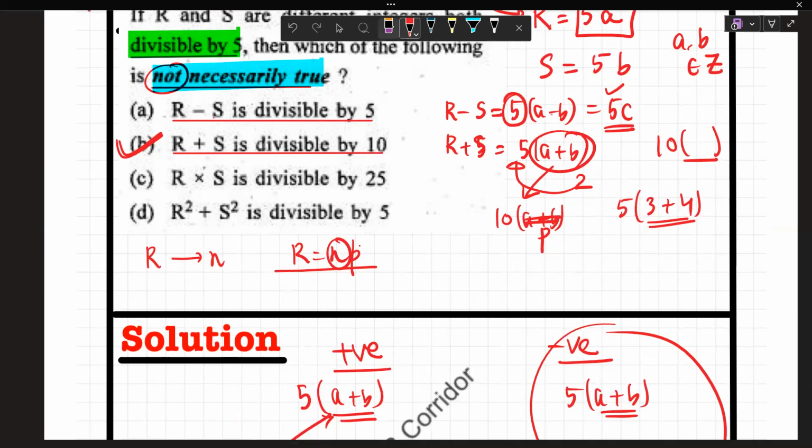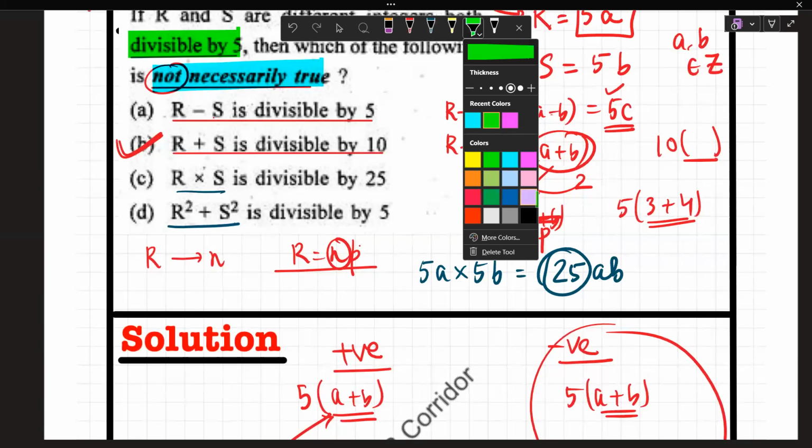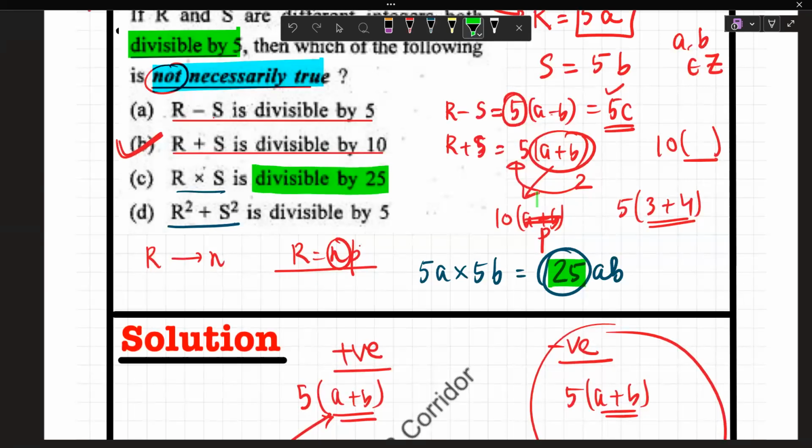Now, we got the answer, but I want to draw your attention to these two statements also. Now, see the question. R into S is divisible by 25. Now, what will R be? 5A. What will S be? 5B. So, the number will be 25AB. Now, since 25 is a factor inherently present here, without any effort from anyone, nobody is giving support to make it a 25. It is inherently present. So, we get 25. Now, since it gave you a factor of 25, that means it will always be divisible by 25. Got it?